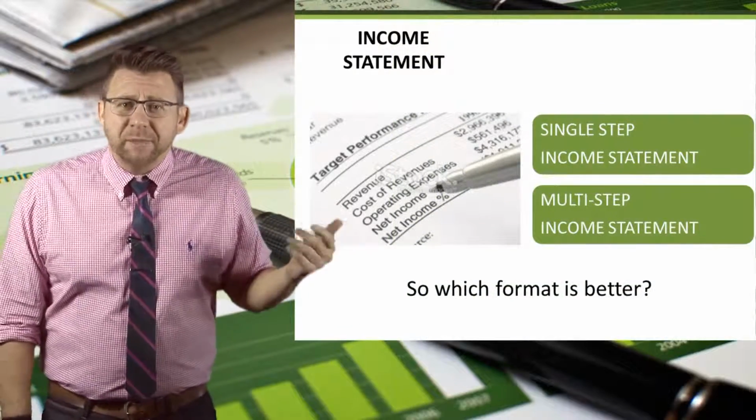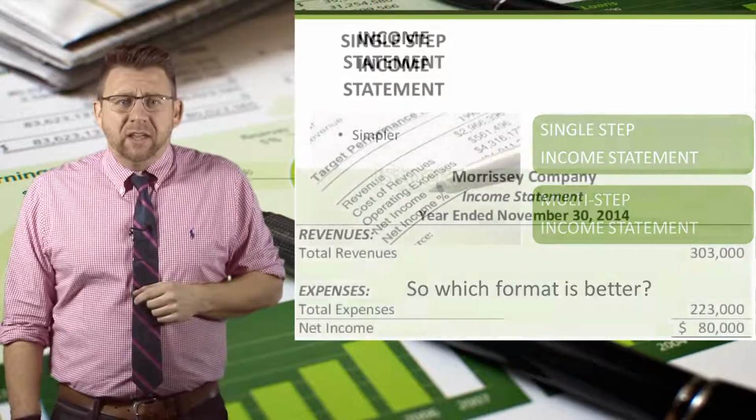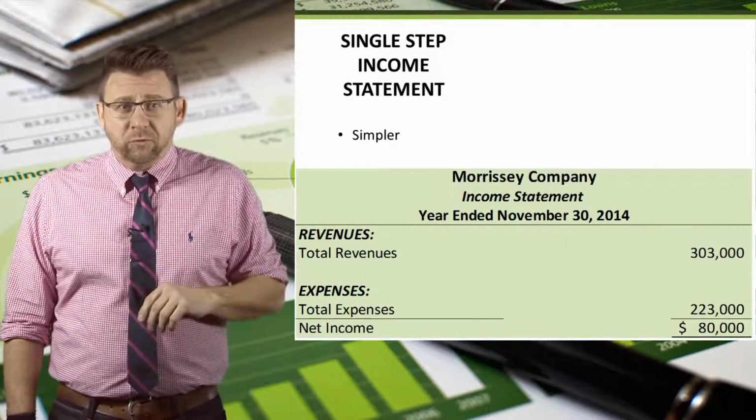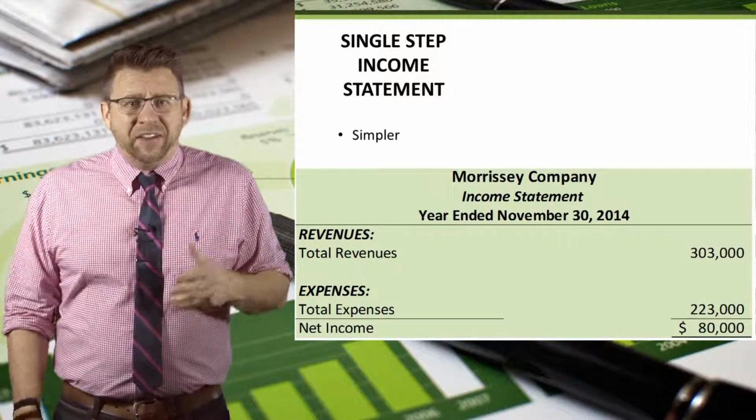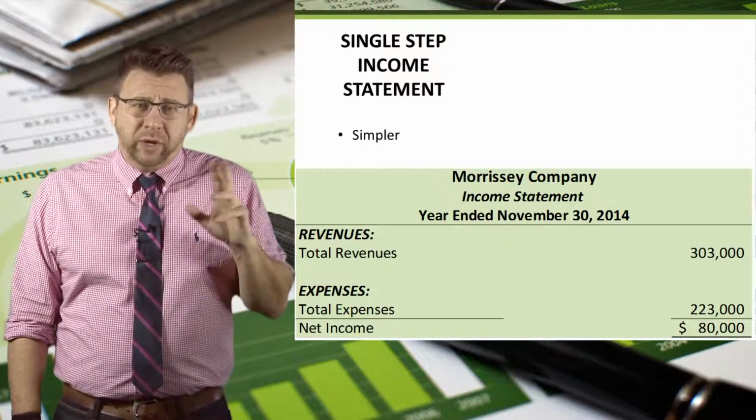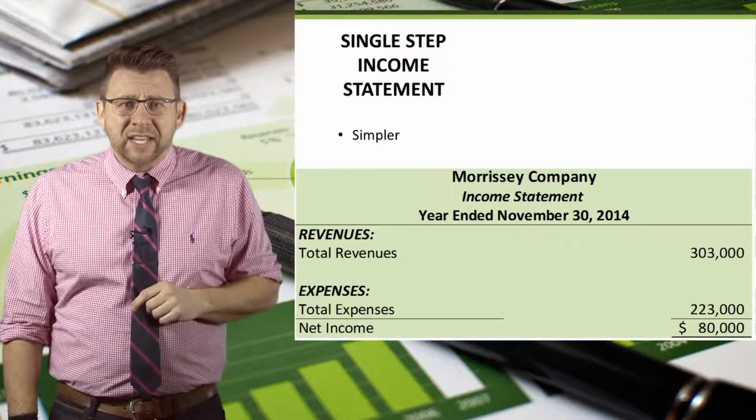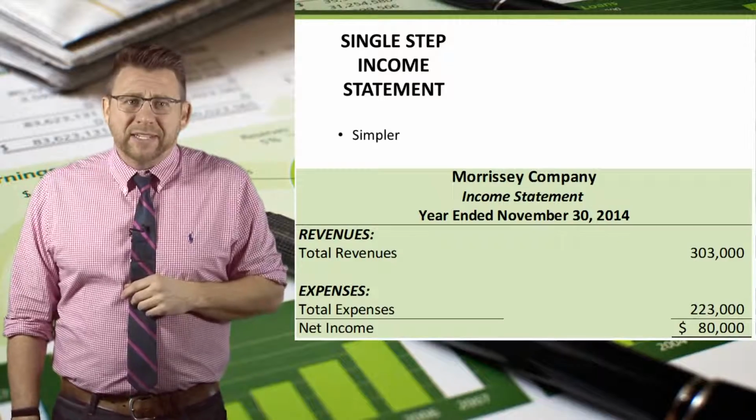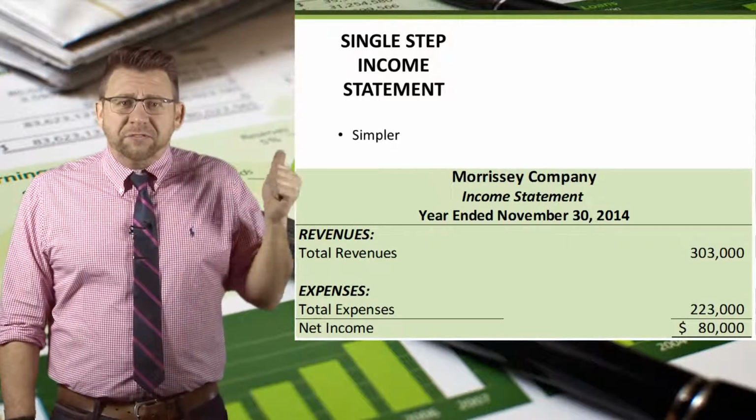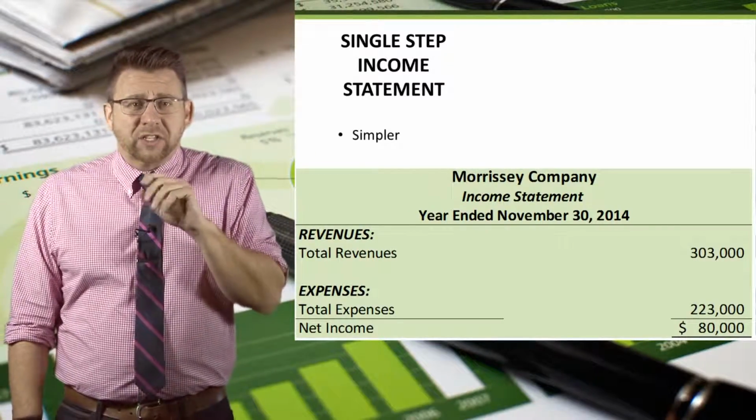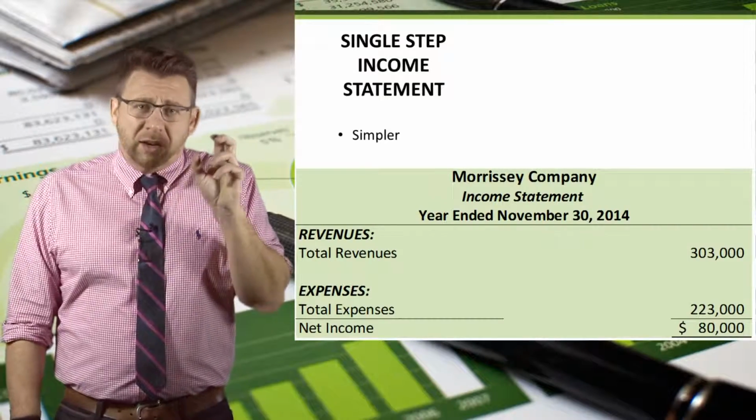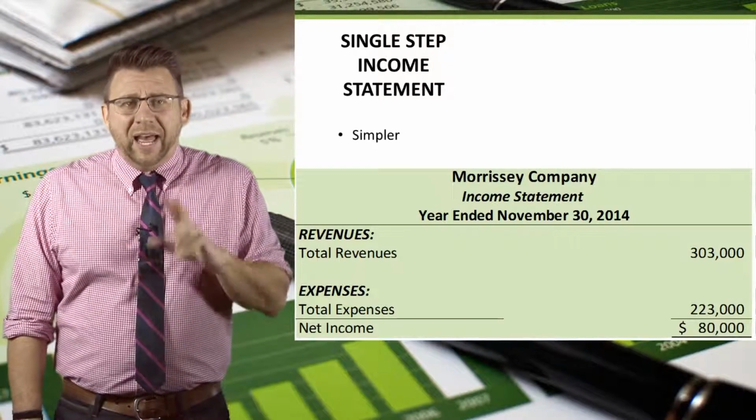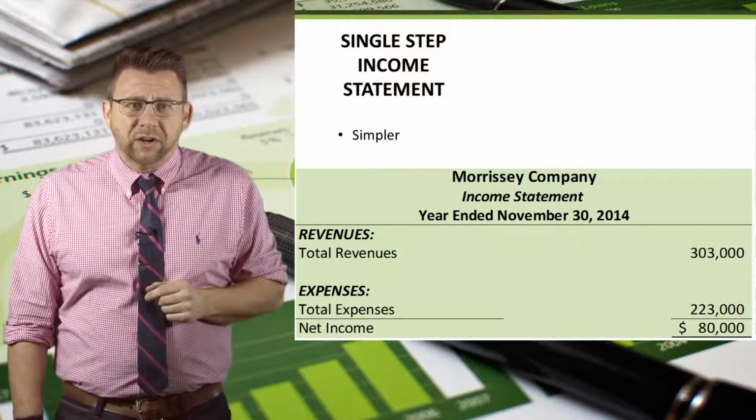So which format is better? Well, it depends. The single step is easier to read and understand. For service firms which don't have gross profit, and there isn't a lot of benefit from distinguishing between operating and non-operating activities, it's the simple way to express profitability. But there are some drawbacks. In the example, this firm earned $80,000 of net income on $303,000 of revenue. But the question is, how repeatable is that next year?